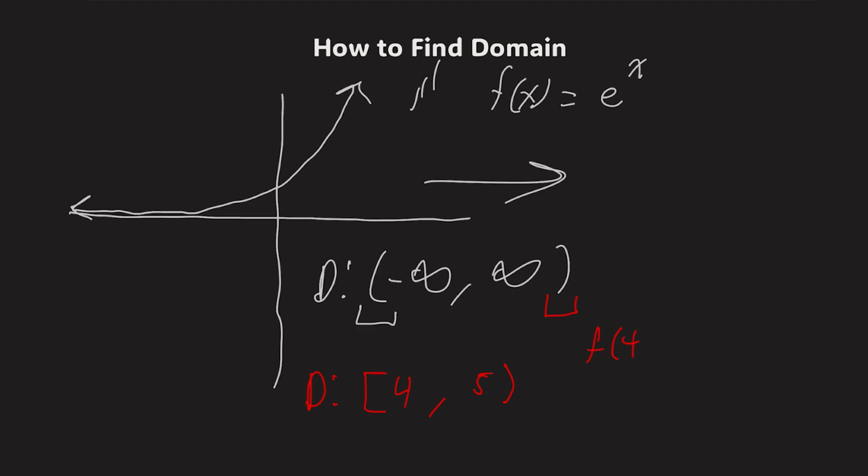I can do f of 4 and that's going to be alright. That's not going to give me any problems. I can do f of 4.1. That's going to be fine. But if I do f of 5, that's going to give me problems because 5 is not included in my domain. It's everything up until 5. That's what the soft parenthesis denotes. Now let's move on from there and start considering some of the examples where we might not have a domain of negative infinity to positive infinity.